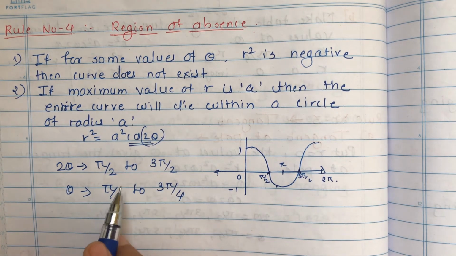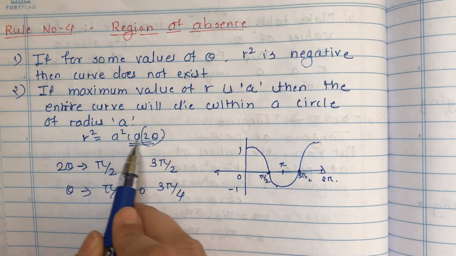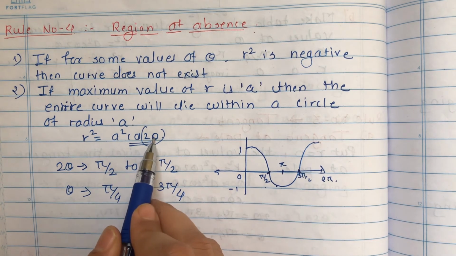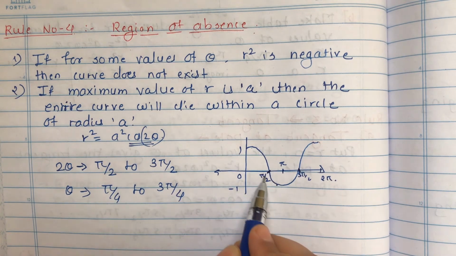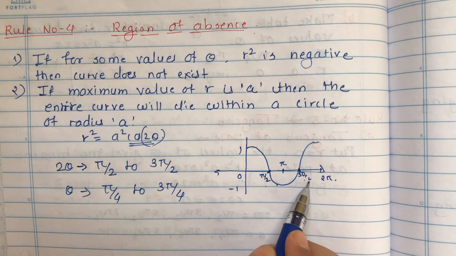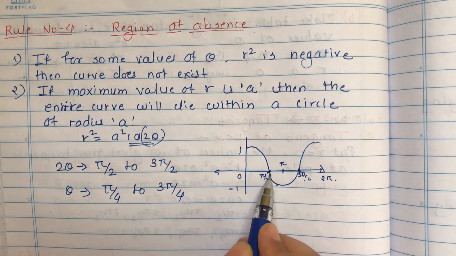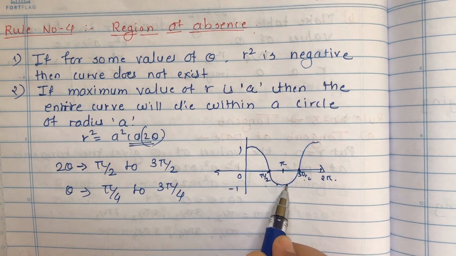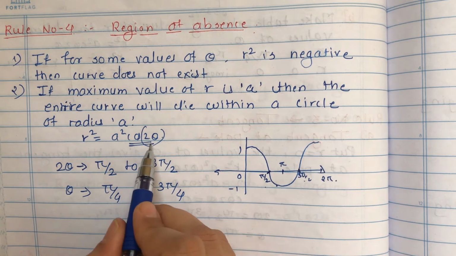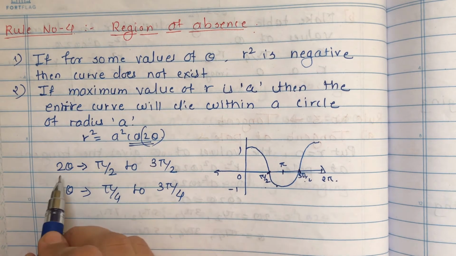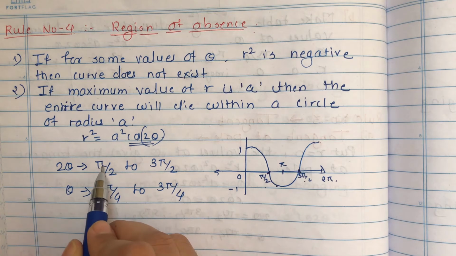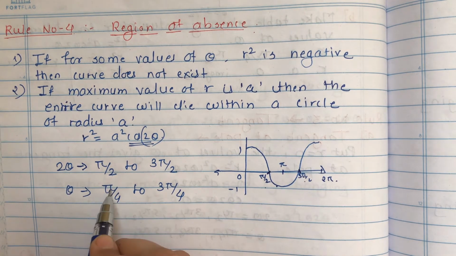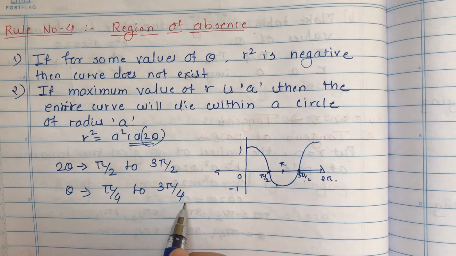I will repeat this. R square will be negative when this cos 2 theta value is negative, and the cos function is negative in pi by 2 to 3 pi by 2. You can see here, all these values are less than 0, that means these are negative. So cos 2 theta is negative when 2 theta is from pi by 2 to 3 pi by 2. So we will get the value of theta from pi by 4 to 3 pi by 4.